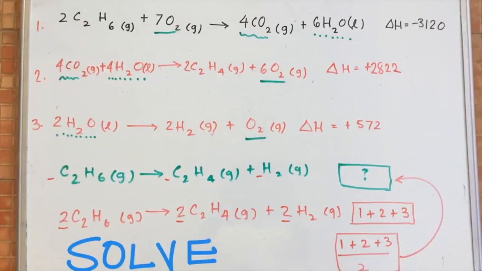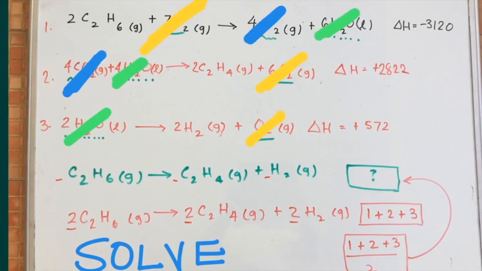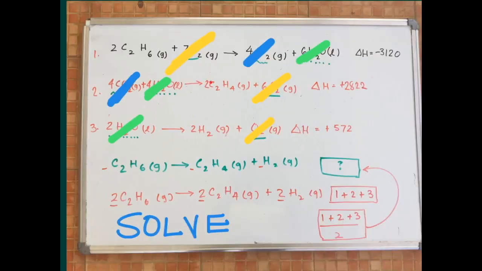So let's cancel, divide, and solve. 7 oxygens here is cancelled by this 6 plus 1, 7. 4 carbon dioxides here cancels these 4 carbon dioxides. 2 plus 4, 6 waters cancel these 6. And what you're left with is 2C2H6 giving you 2H2 and 2C2H4.